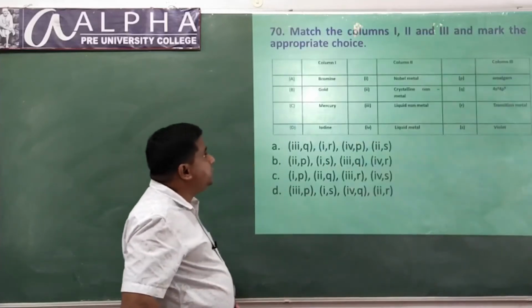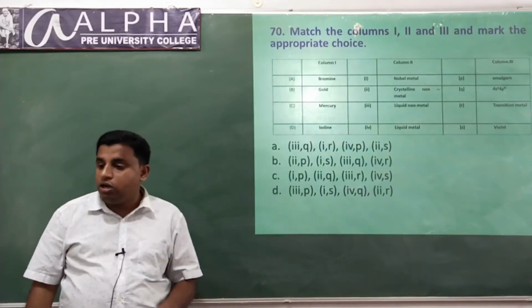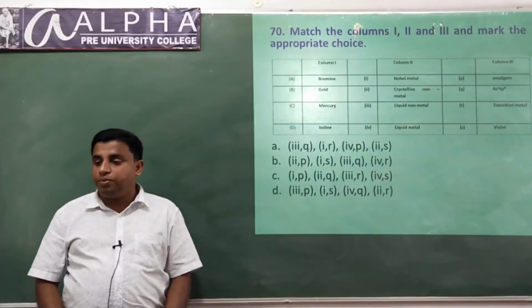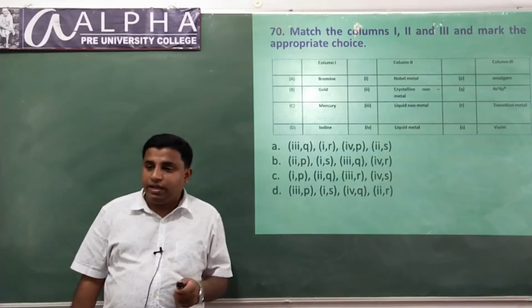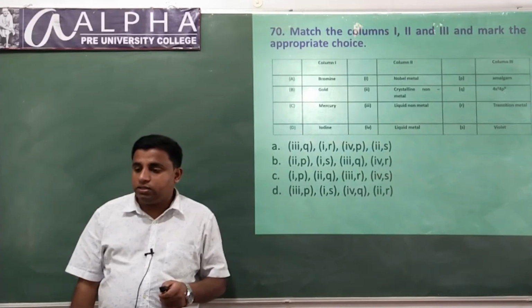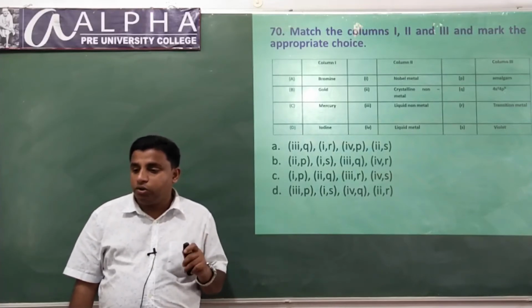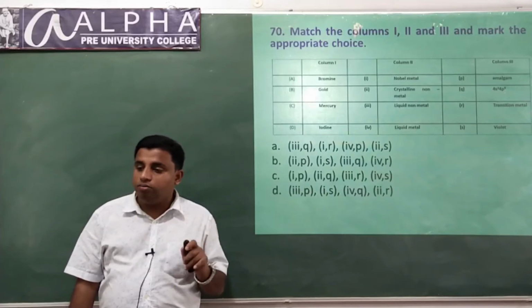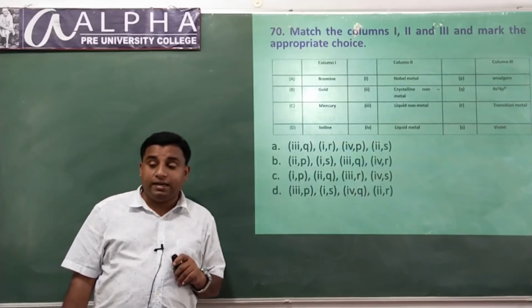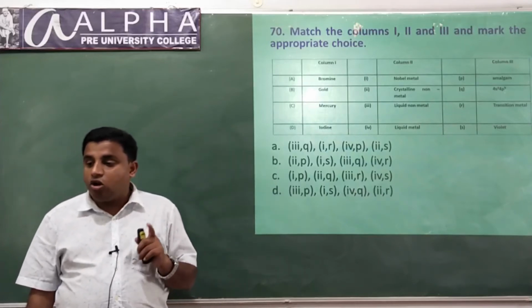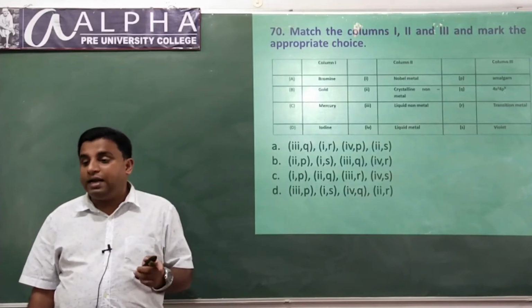Yes, next question. Come on, we have to match columns 1, 2 and 3 and mark the appropriate choice. In column 1 we have bromine, gold, mercury and iodine. And in column 2 we have noble metal. It's not noble gas, it's a noble metal. Then crystalline non-metal, liquid non-metal and liquid metal.